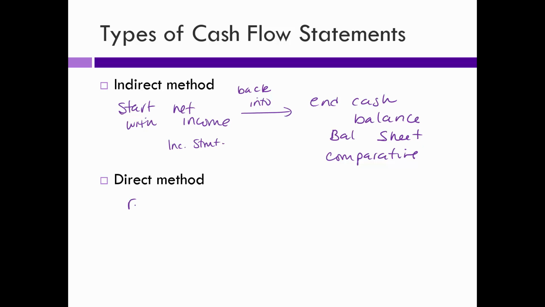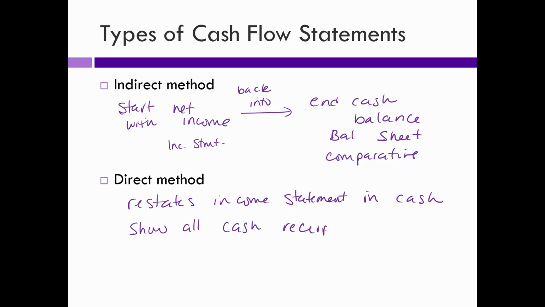The direct method kind of restates the whole income statement in terms of cash. And so it'll show all the cash receipts and payments. That was kind of long. It's not used as often. That's in the appendix. We are not going to use that one. We are going to focus in this chapter on the indirect method. I just wanted to show you that there's 2 different methods for doing that.